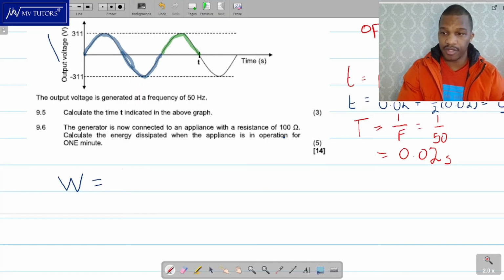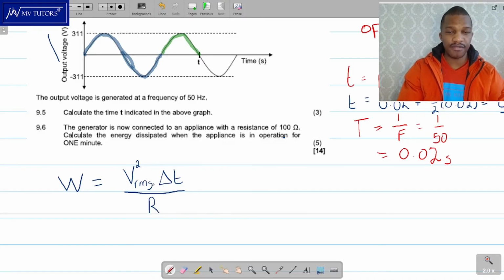Okay, so let me get from my formula sheet, V squared. But this V is not just any V, it's an RMS V. Okay, it's very important that you remember this. It's an RMS V. And then we have the change in time divided by R.